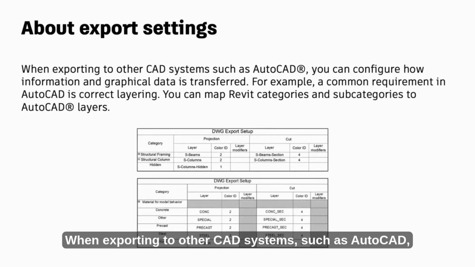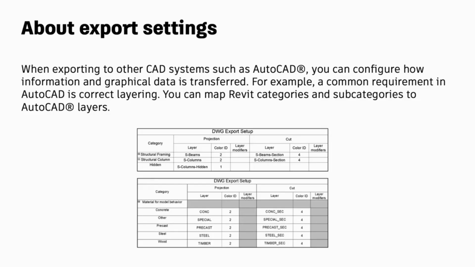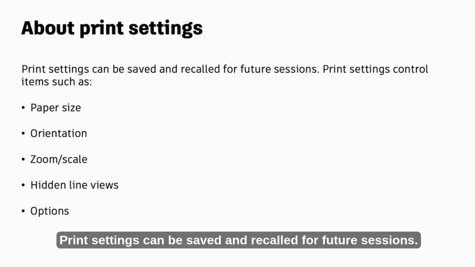When exporting to other CAD systems such as AutoCAD, you can configure how information and graphical data is transferred. For example, a common requirement in AutoCAD is the correct layering conventions. You can map Revit categories and subcategories to AutoCAD layers. Print settings can be saved and recalled for future sessions.